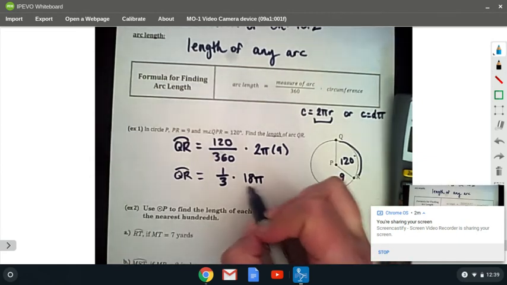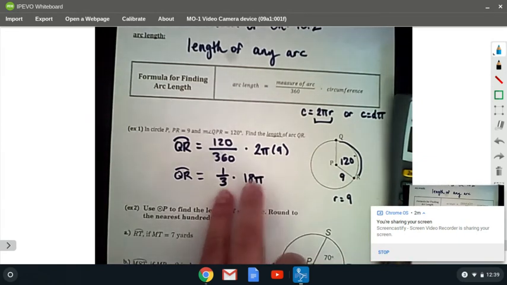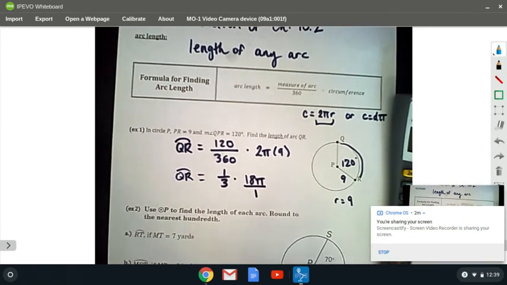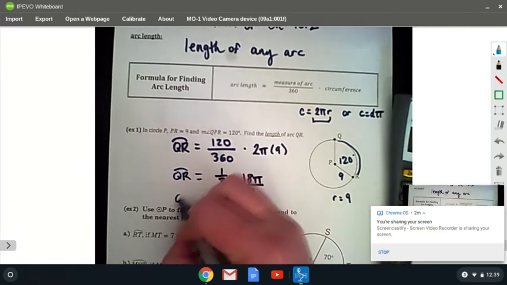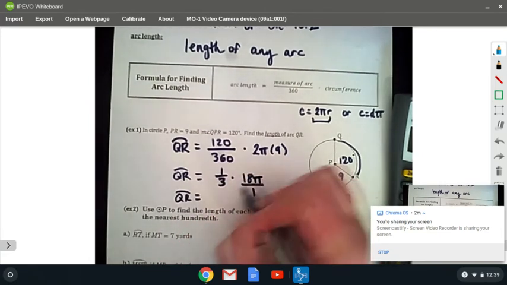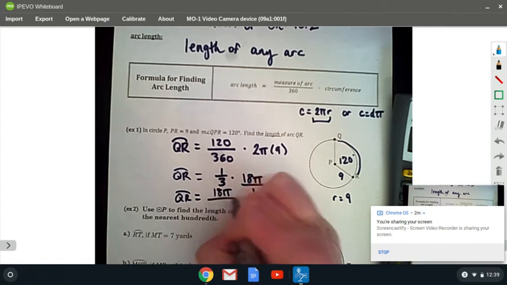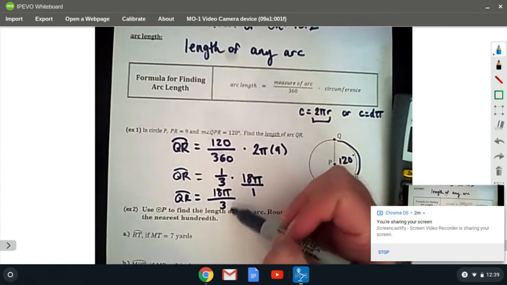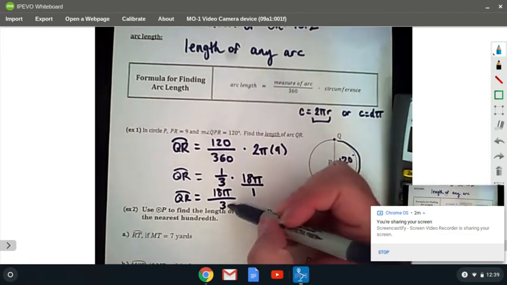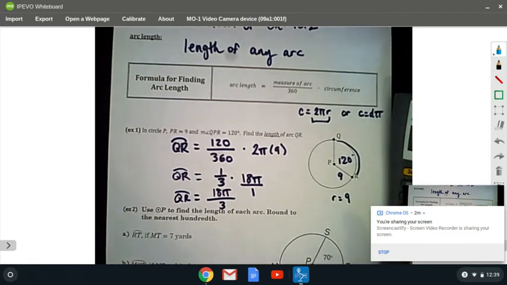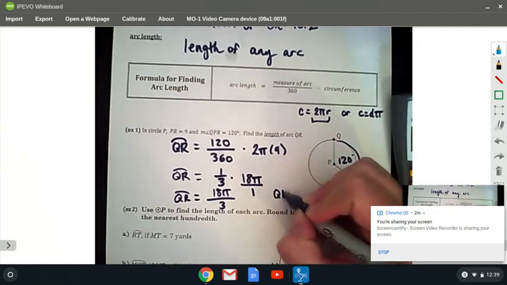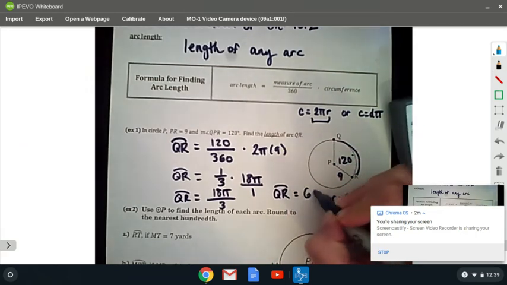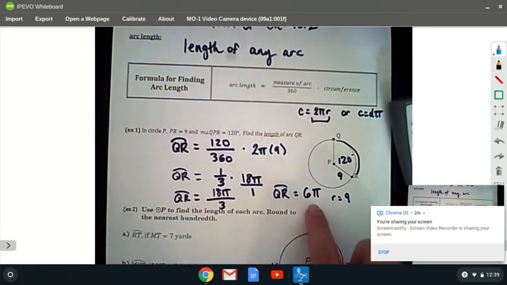Now remember that 18 pi is a number, so if I'm looking at two fractions, I can think of it as it's over 1. So I can multiply across. So 1 times 18 pi is 18 pi. 3 times 1 is 3. So now I have 18 pi over 3. Does 3 go into 18? Yes, it does. It goes in 6 times. So I have 6 pi. So 18 divided by 3 is 6, so I'm left with 6 pi.